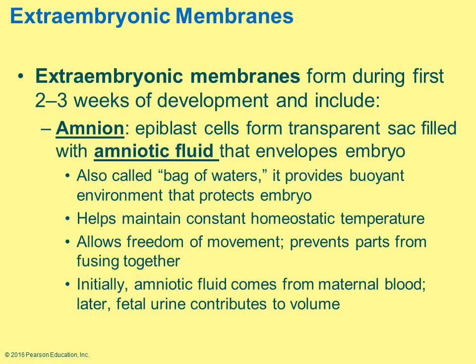There are membranes that are formed during the first 2 to 3 weeks. This is going to include the amnion. These cells will form the sac that is going to be filled with the amniotic fluid that helps to surround the developing embryo. This is what you often refer to as the bag of water. It helps to protect that developing embryo. It keeps it in a very stable, buoyant type of environment. It maintains temperature. It does allow for movement.